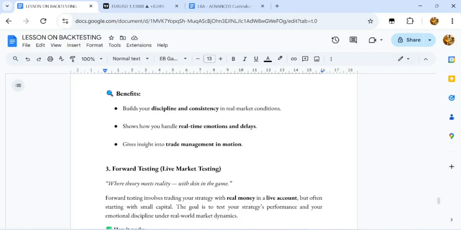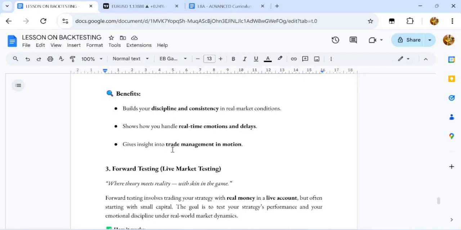So what is the other benefit? It shows how you handle real time emotions and delays, how you delay the execution. In markup you just say, oh, this is a pin bar, you enter. But in live testing you see a pin bar, and maybe it's still a kind of bullish trend, and you just wait, and then all of a sudden the market goes in a direction and you have lost that trade. In markups you still count that one as a trade, but in real life testing the price has passed, so you miss that trade.